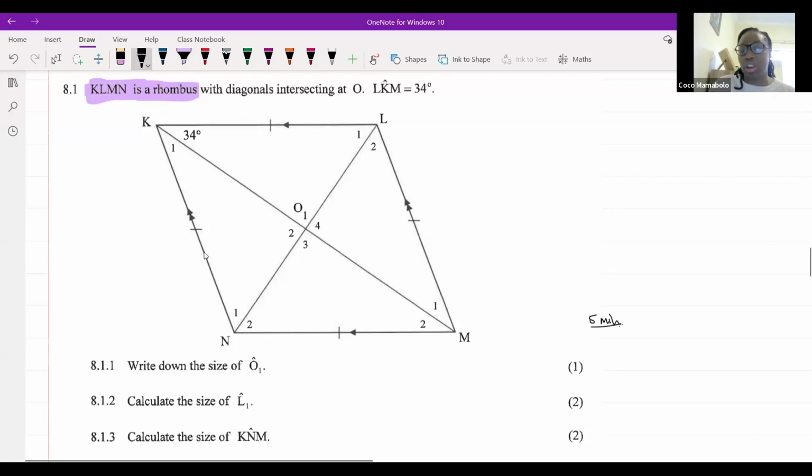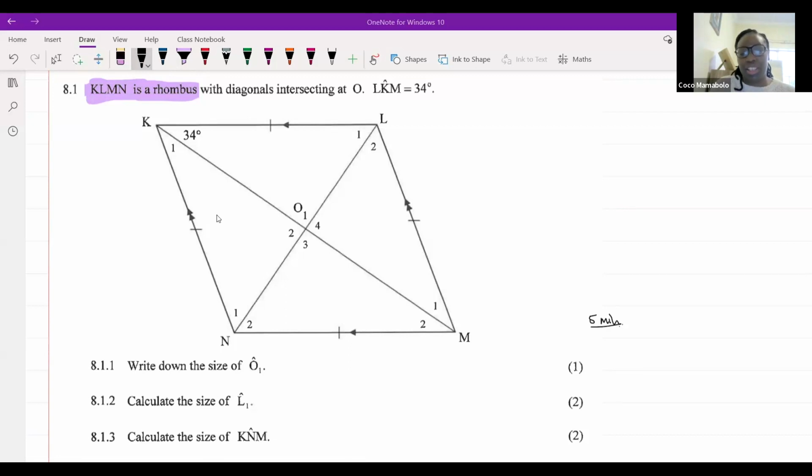They tell us that the pairs of opposite sides are parallel, and all the sides are equal to each other. But there are some other things that they haven't put in here, and they've done that deliberately. They tell us the diagonals intersect at O, and that angle LKM is 34 degrees. Good information.